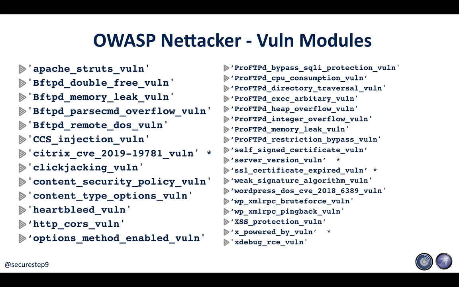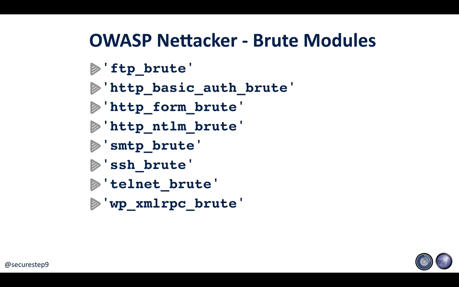So here are the OWASP Nettacker's vulnerability scanning modules. So these are the ones which are looking for vulnerabilities rather than for information gathering. And you can see there are actually quite a few of them. So the one that we're interested in today is this one, which is Citrix CVE-2019-19781 vulnerability. These are the OWASP Nettacker's brute forcing modules. As you can see, it can perform FTP, HTTP brute forcing, as well as SMTP, SSH, Telnet, and also WordPress XML RPC brute forcing attacks.